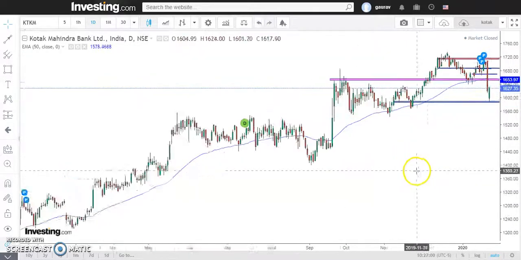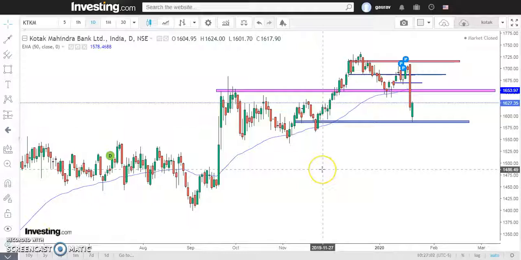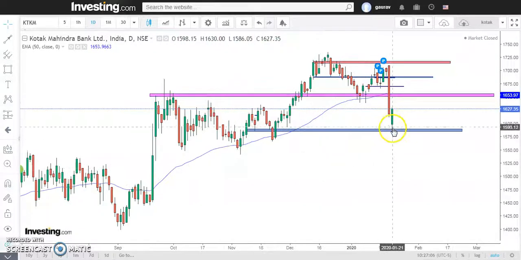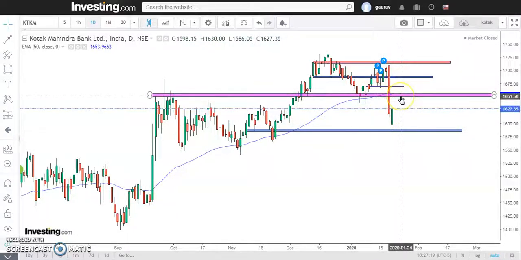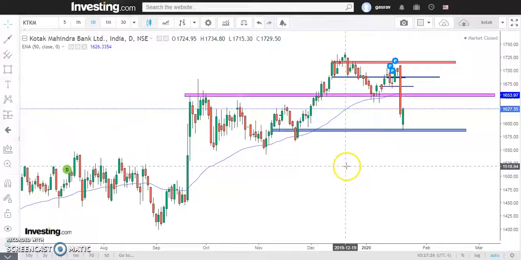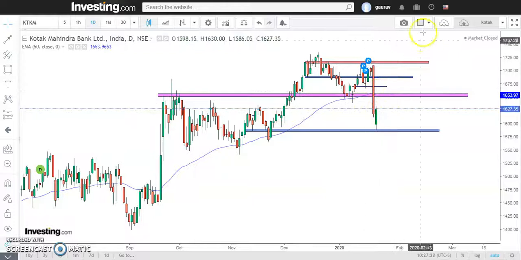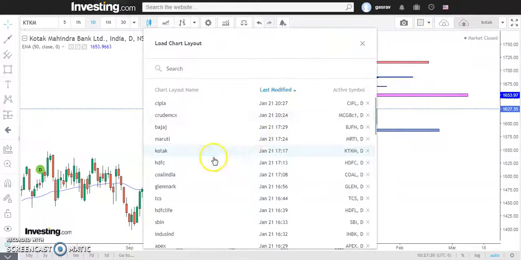If you are following me on my Telegram channel, you will know that I had given a support area of 1585, and exactly it reversed from that zone. So for intraday tomorrow, 1608 or 1612 are the important support areas. If we hold this, we could head towards 1651, where if it gets rejected, we can see some sell off. So these are the areas where you want to trade.